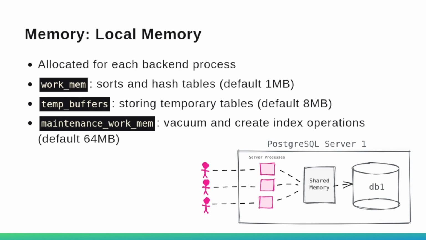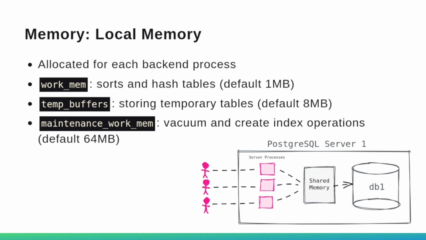The second memory area, the local memory area, is called the temp buffers. It's used for storing temporary tables, since it's less likely for concurrent transactions, concurrent connections to create temporary tables in memory. The default size is a bit bigger.